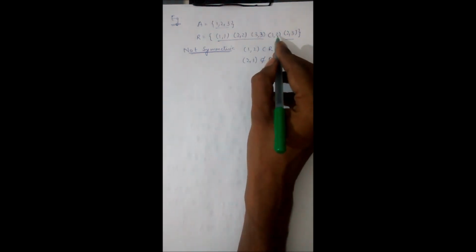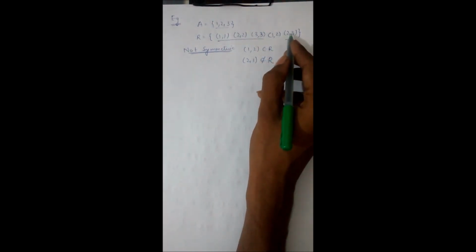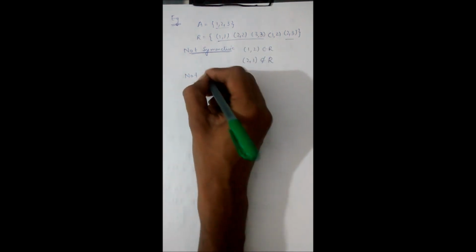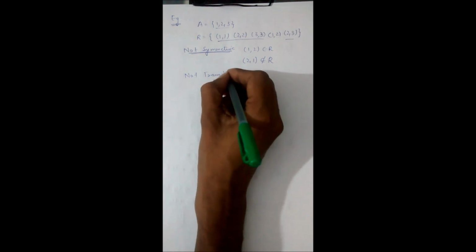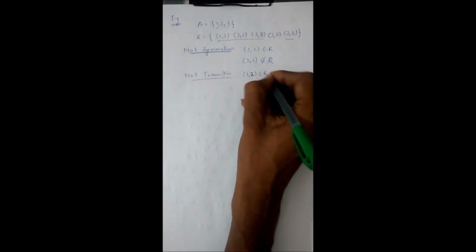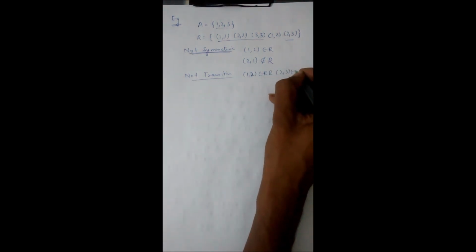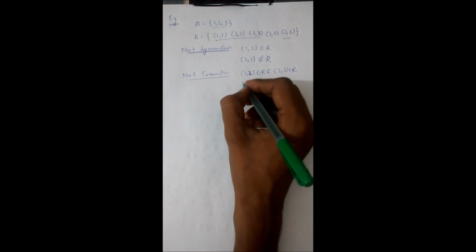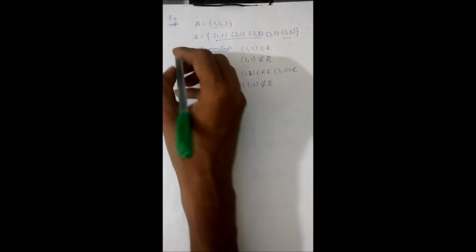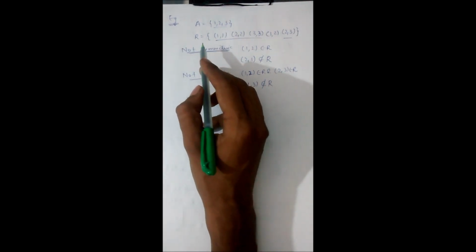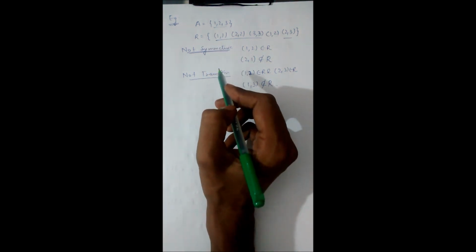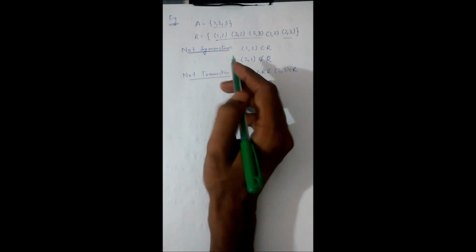Transitive. (1,2) belongs to R, (2,3) belongs to R, but (1,3) does not belong to R. So not transitive, because (1,2) belongs to R and (2,3) also belongs to R, but (1,3) does not belong to R. So the relation here is not symmetric, not transitive. Okay.